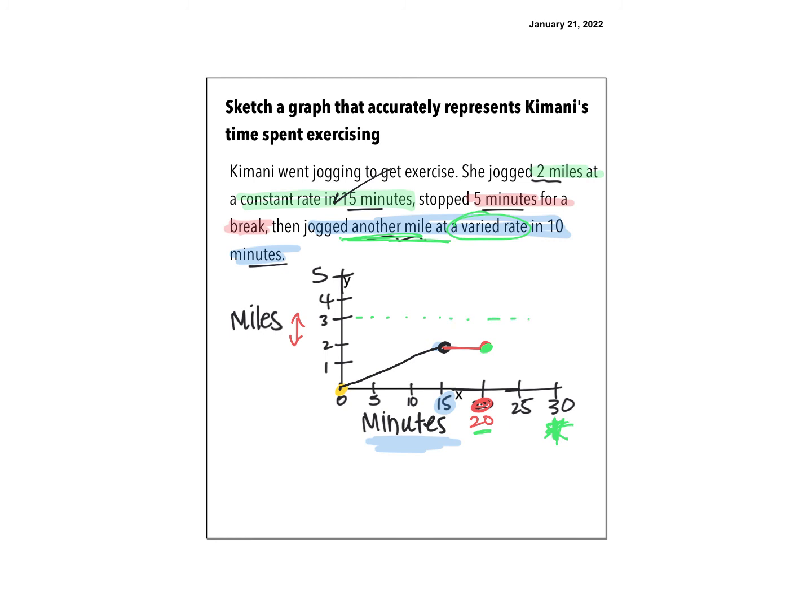So I'm just kind of coming over here, putting a little point here. And it's at a varied rate. So it's not a straight line. So I would just make it kind of like a curve there. And there you go. There is your graph.